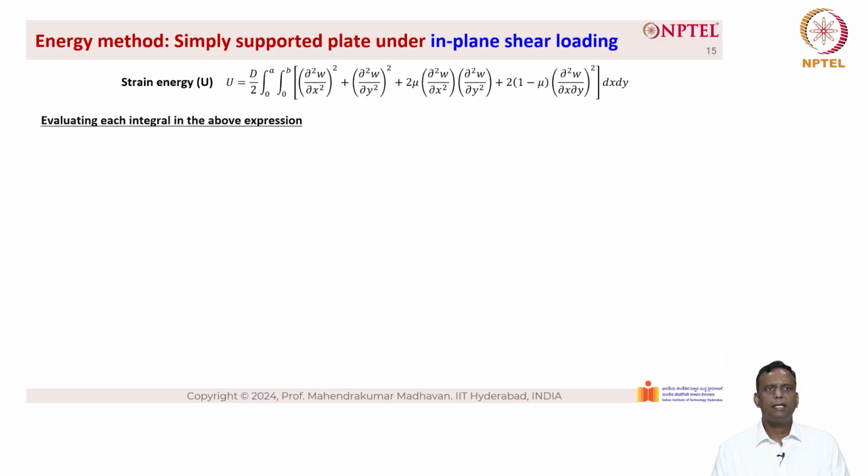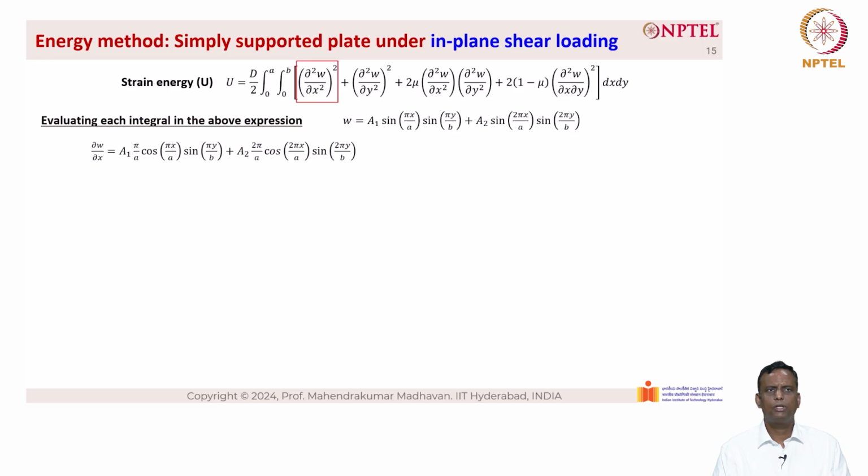Now, evaluating each integral in the above expression, we have w equal to a1 into sin(πx/a) into sin(πy/b) plus a2 into sin(2πx/a) into sin(2πy/b). Now, when we differentiate it, we get ∂w/∂x equal to a1 into π/a into cos(πx/a) into sin(πy/b) plus a2 into 2π/a into cos(2πx/a) into sin(2πy/b).